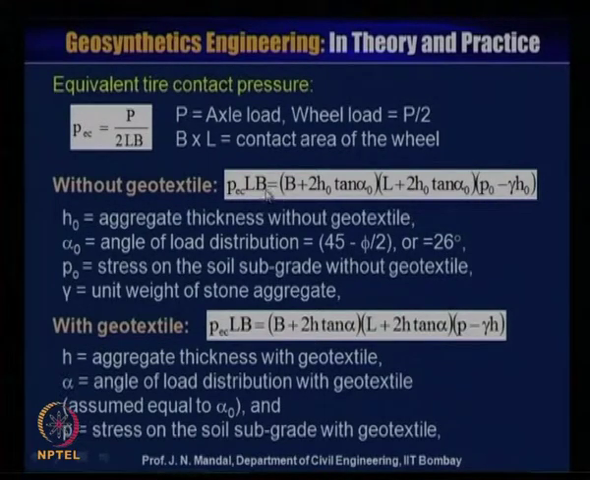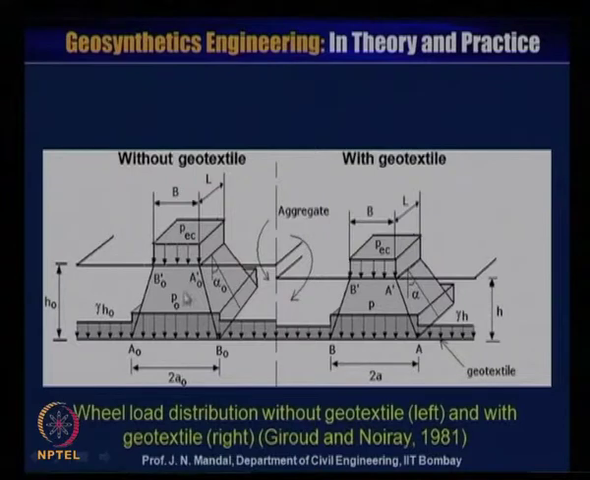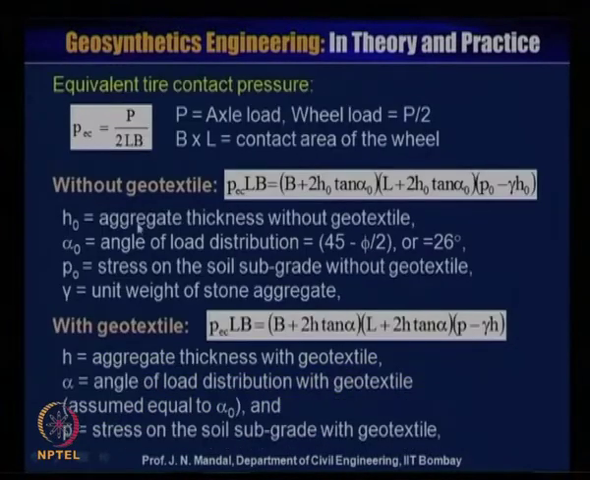That means PEC into LB, after the load dissipates, will be equal to B plus twice H0 tan alpha 0, L plus twice H0 tan alpha 0, into P0 minus gamma H0. This is P0, this is gamma H0. So, this is without geosynthetic material, and you can obtain this equation.